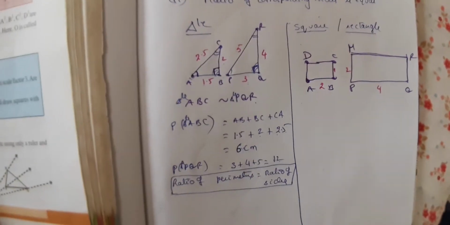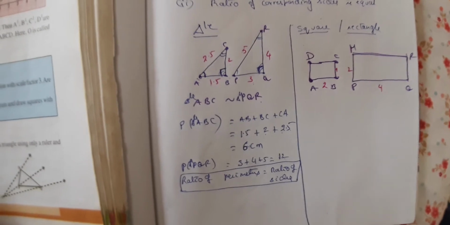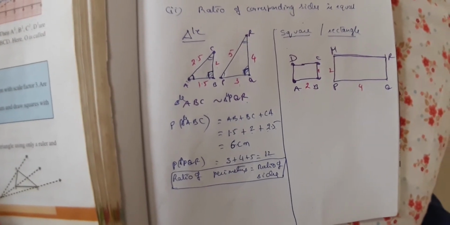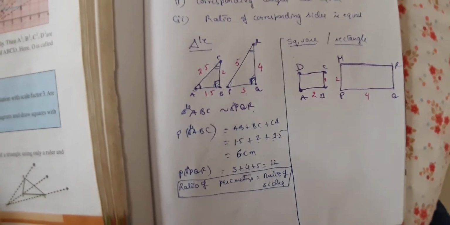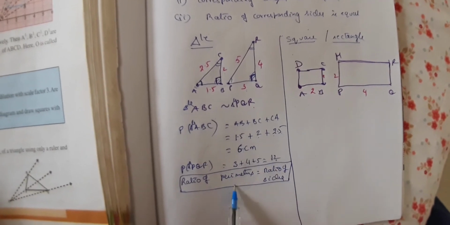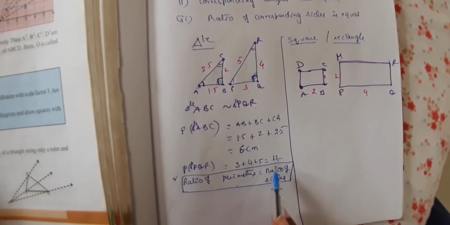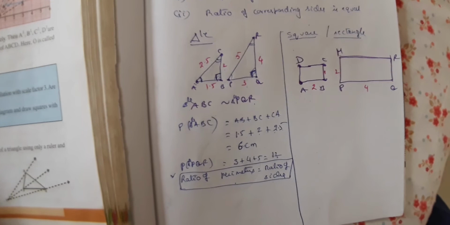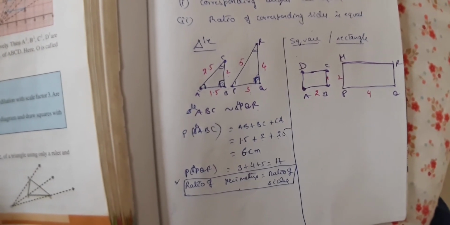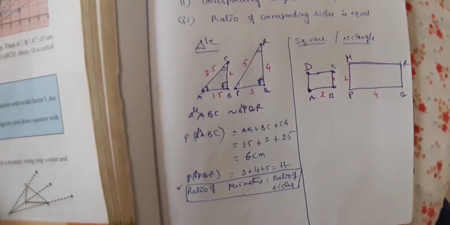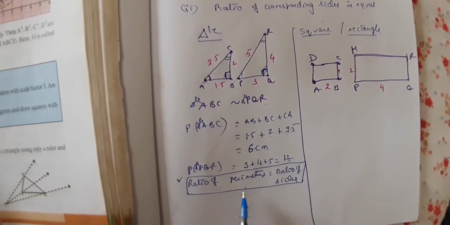So if the question is asked, suppose two triangles are similar. If you are asked to find out the ratio of perimeters, no need to find the perimeters and do this. You can use this statement directly. Ratio of perimeters is equal to ratio of corresponding sides. Find the ratio of the corresponding sides, and you equate it to the perimeter ratio. Children, please remember this point.